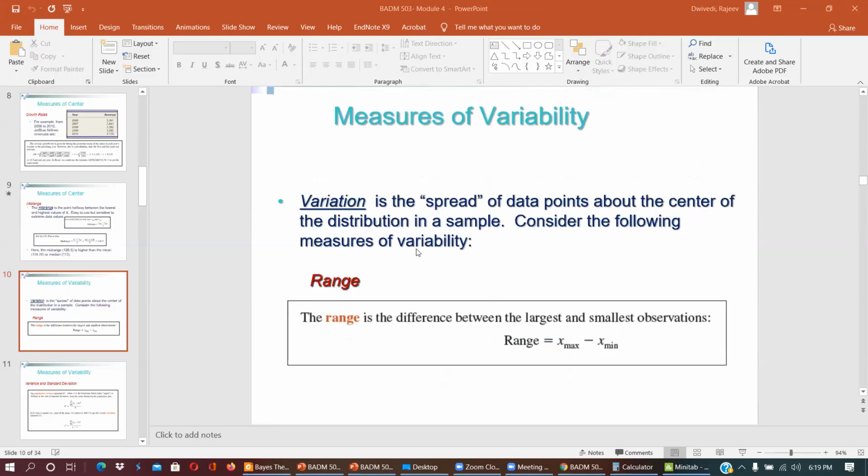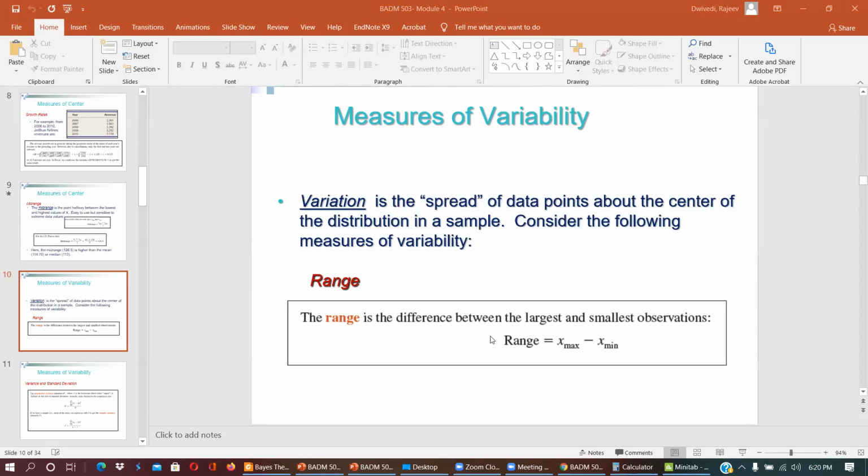Now we are going to check the variation. Here you have to put your focus, because we are going to learn standard deviation and variance. It is very important and has wide application throughout statistics. It explains the spread of data points about the center of the distribution in a sample. And the first thing is the range. Variation, how you can understand: maximum minus minimum value gives you the range.